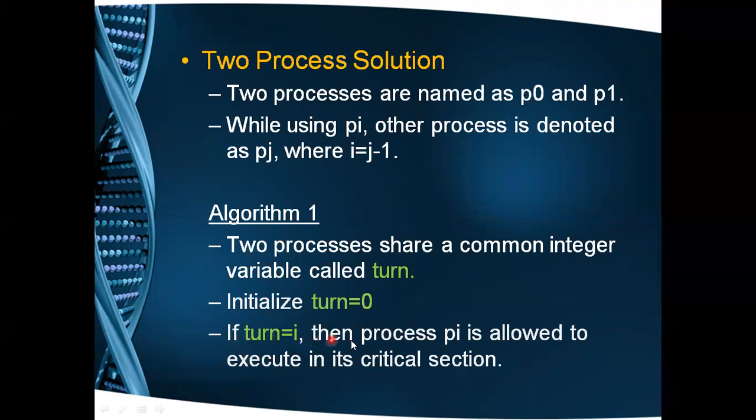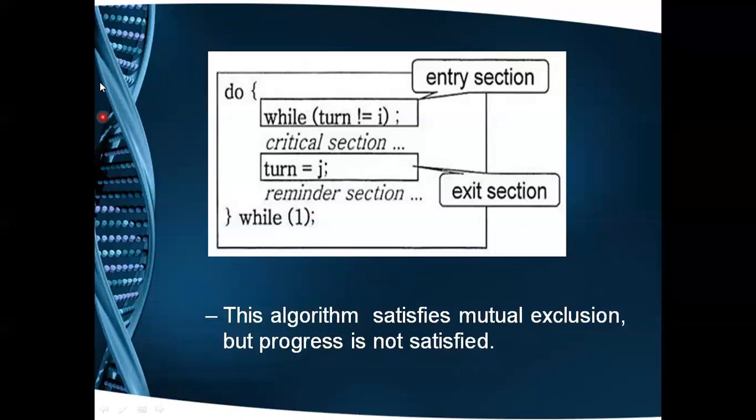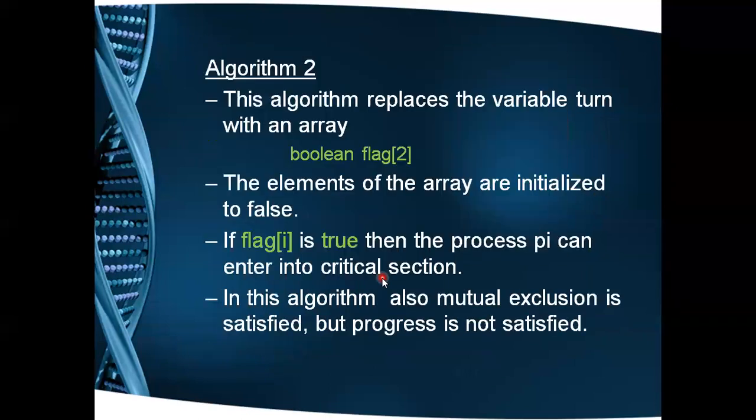When turn is equal to I, the process Pi is allowed to enter into the critical section. Since we have two processes, one is considered as Pi and the other is taken as Pj. Whenever the turn variable value is I, Pi is allowed to enter into the critical section. Whenever turn is equal to J, Pj can be allowed into the critical section. So this is a simple coding for that.